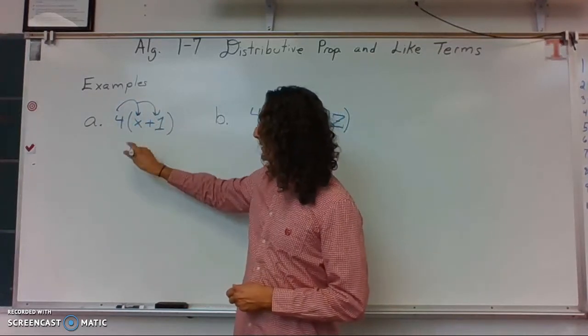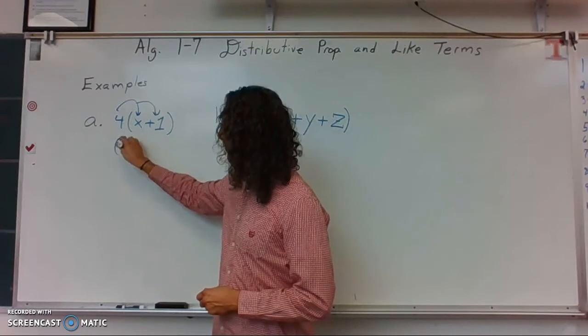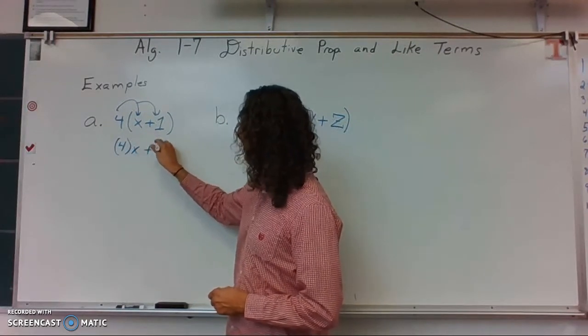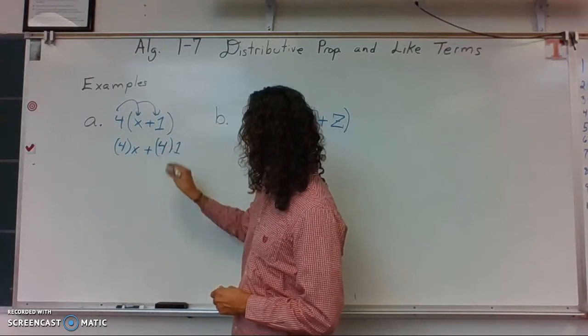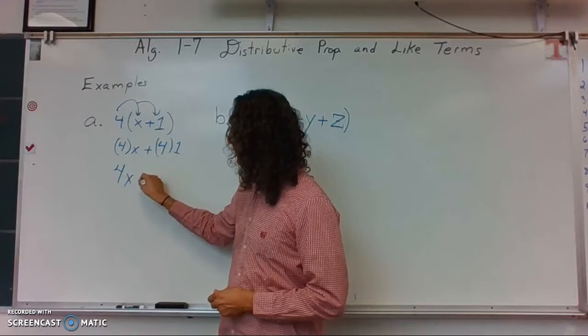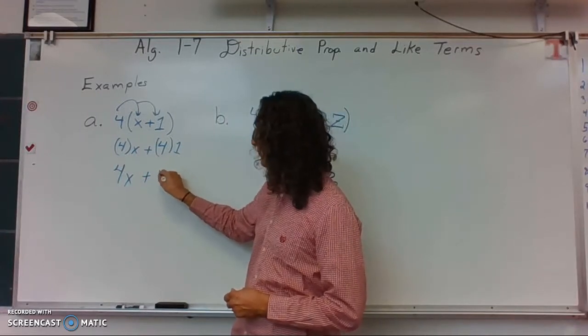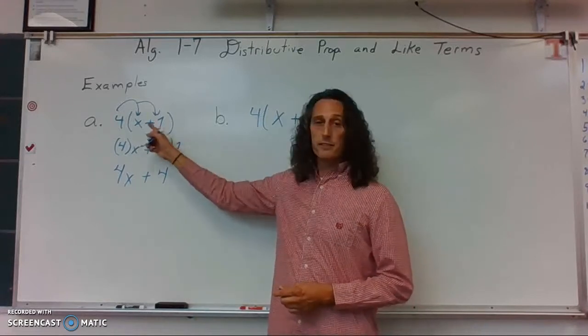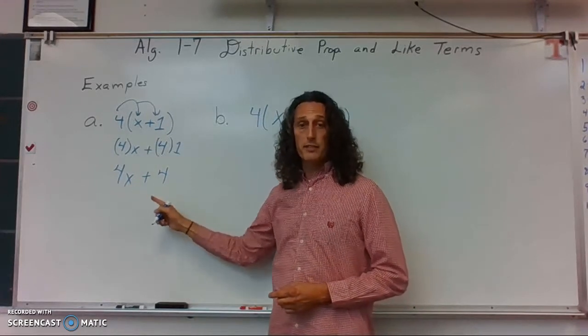I like to write the 4 next to the x. So there's my 4, there's my x plus, again, you're distributing the 4 to both. So I have 4 times x, 4x, plus 4 times 1 is 4. You're done. You see, you have two things inside the parentheses, you have two things down here.